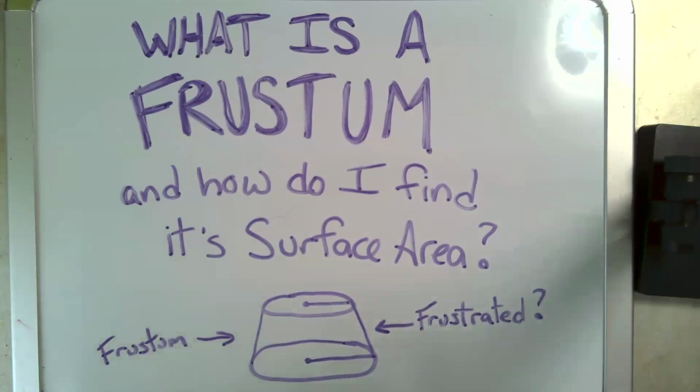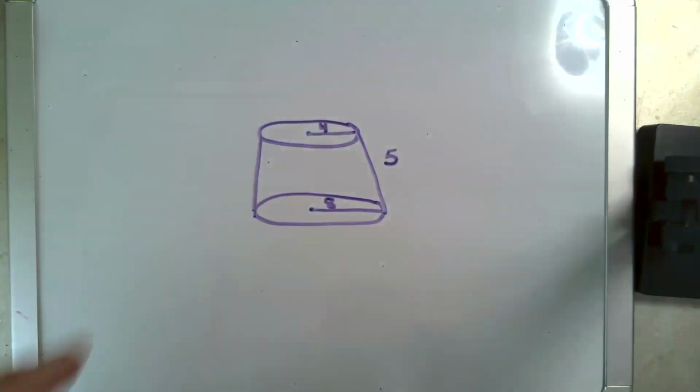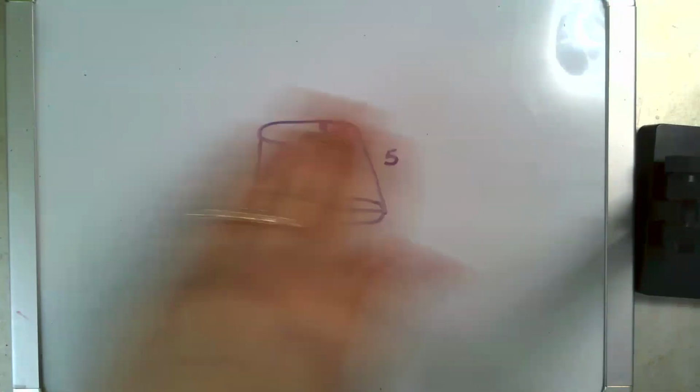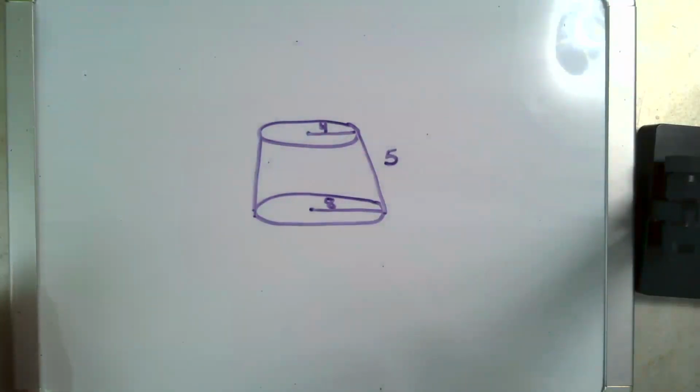Okay, raise your hand if you know what a frustum is. Let's find out. Okay, so here's an example of a frustum. And a frustum is basically a cone that's been cut off at a certain point. So in this particular problem, the problem says find the surface area of this. Okay, there is a formula for how to find the surface area of a frustum.